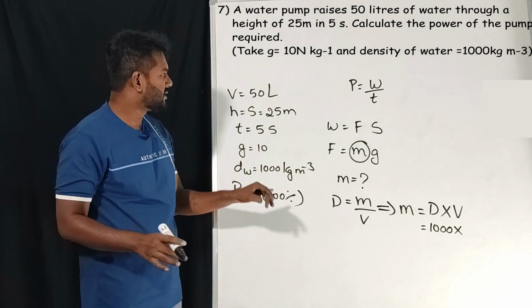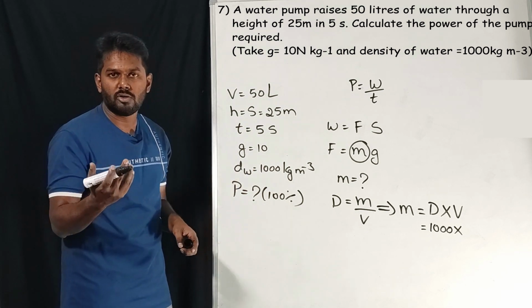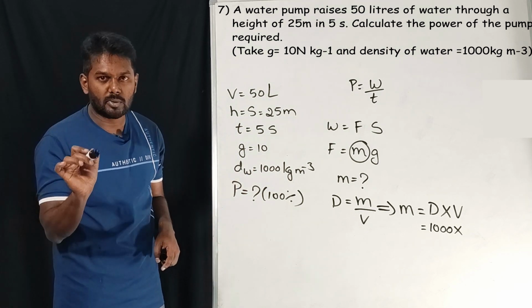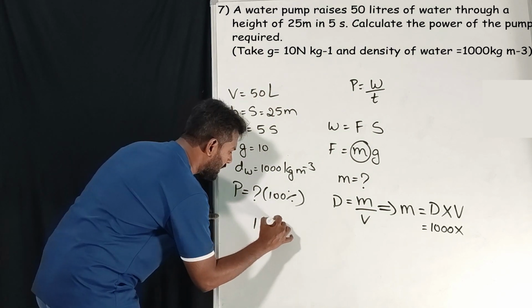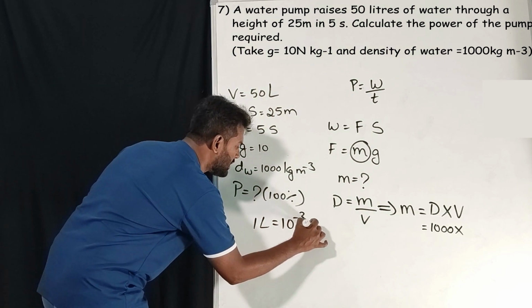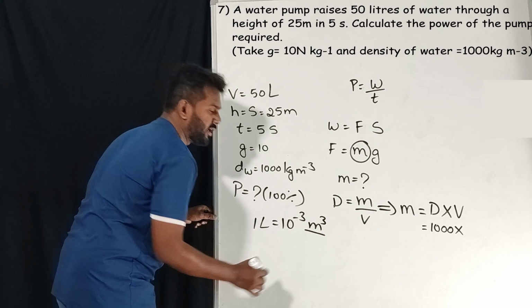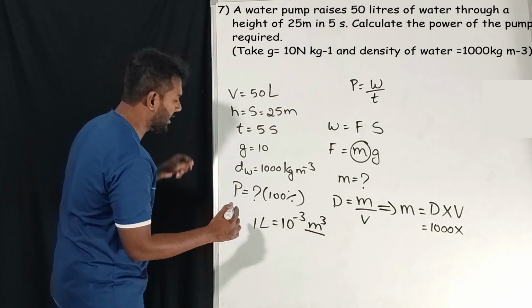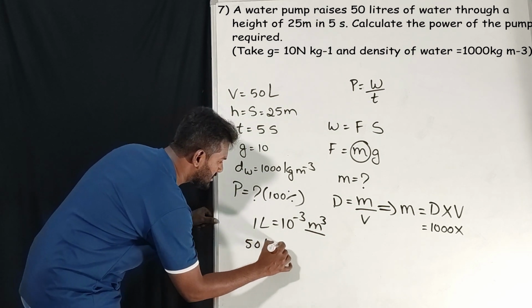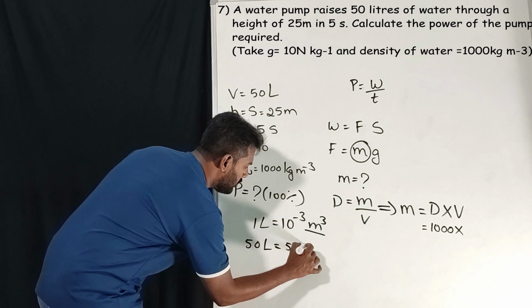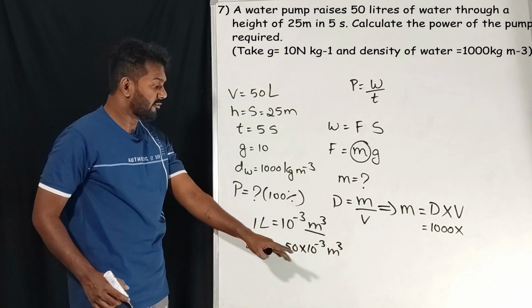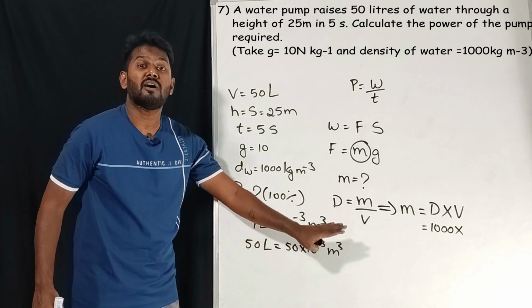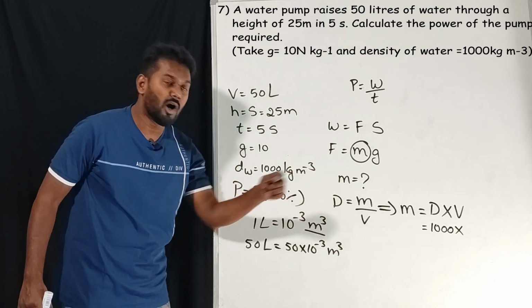See here, what is the unit of volume? It should be in meter cube, correct? It is in liter. 1 liter is equal to 10 power minus 3 meter cube. This is the unit of volume. We have 50 liters. 50 liters is equal to 50 into 10 power minus 3 meter cube. So we got the volume in terms of meter cube.